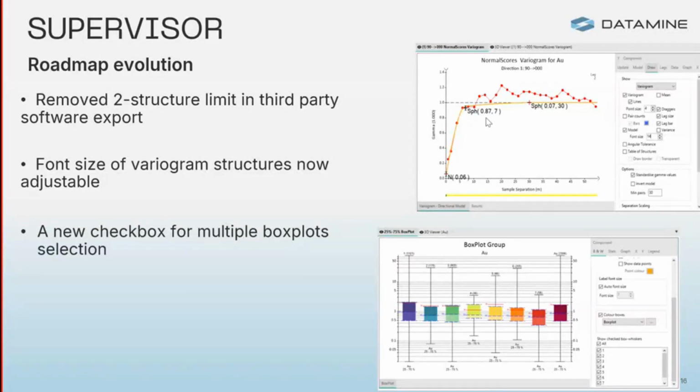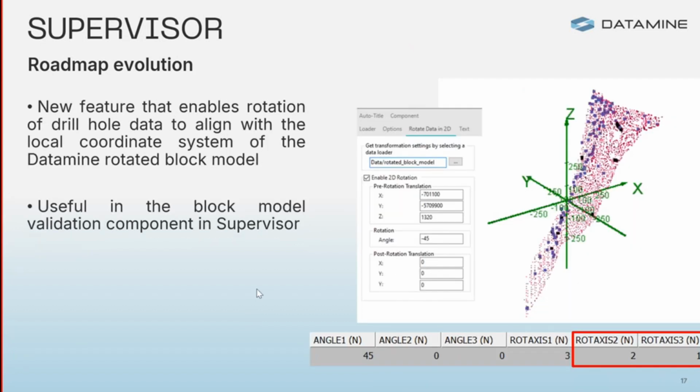We also now have an option to increase the font size, so you can see the parameters defining the variogram structures, like the sill and the ranges. And when using the box plot, now there is an option where we can select all the box plots with a single click. There is another facility that was introduced in 9.1.